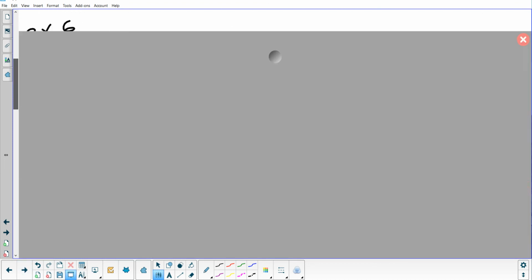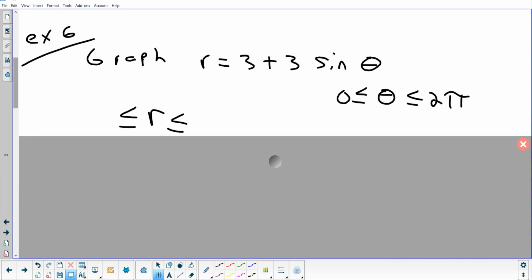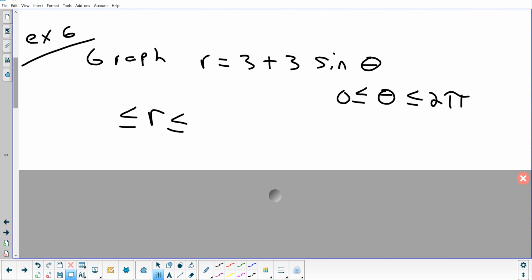All right, let's take a look at this graph. Okay, we're not going to make a table. We're just going to type this in and see what it looks like. And it's 3 plus 3 sine theta. What I do want to do, though, is think about this value and how it can change, because I want to have an idea of my window.